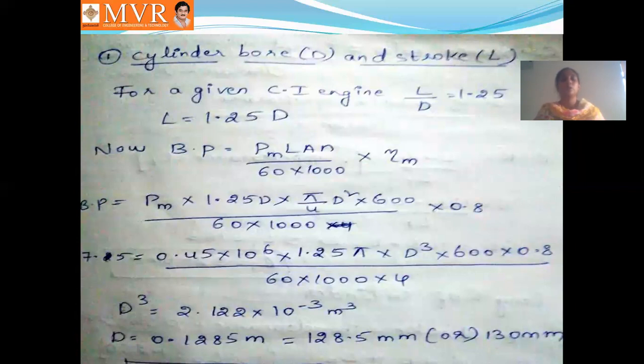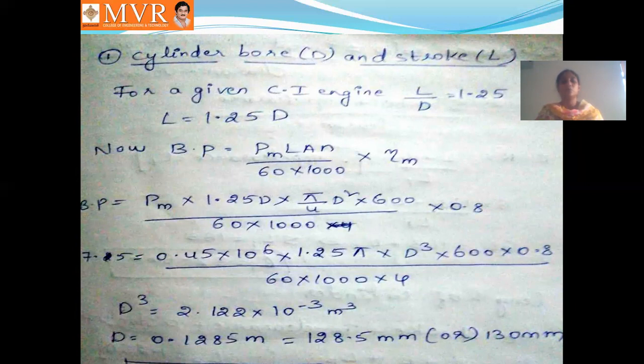Okay, first one they had given cylinder bore and stroke. For a given CI engine, L by D is equal to 1.25, then L we can write as 1.25 into D. Now brake power is equal to P M L A N by 60 into 1000 into mechanical efficiency. Substitute all the values.